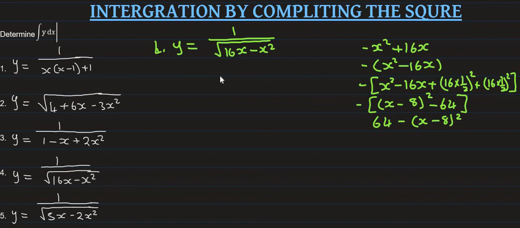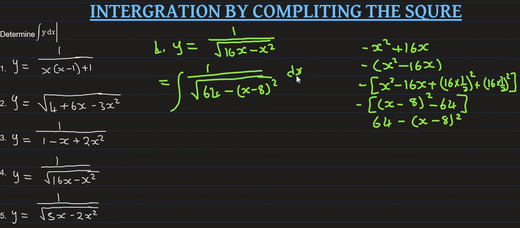So our integration here is 1 over the square root of 64 minus x minus 8 squared, dx. Then we use the formula for sine inverse: sine inverse of x minus 8 divided by the square root of 64, which is 8, plus C.